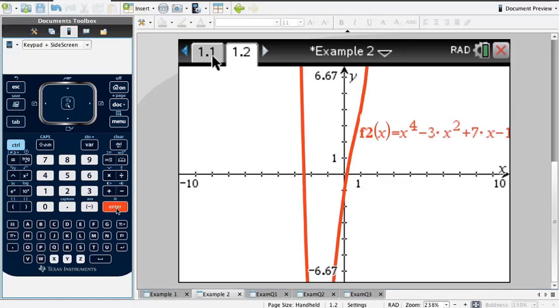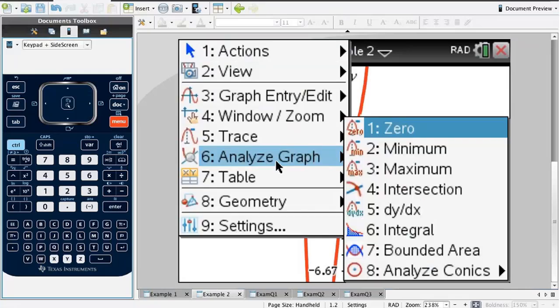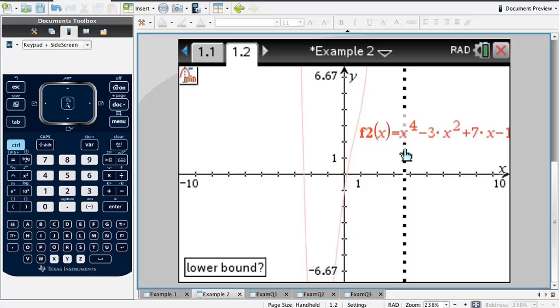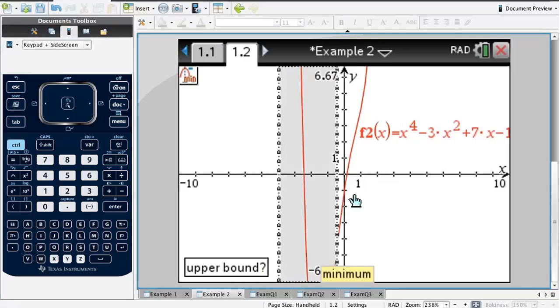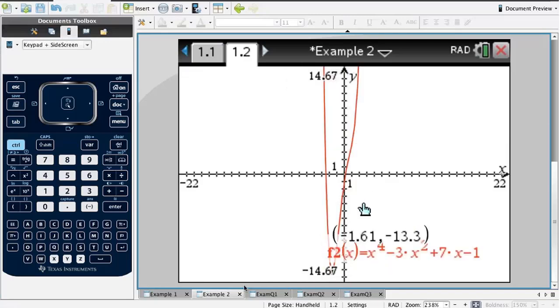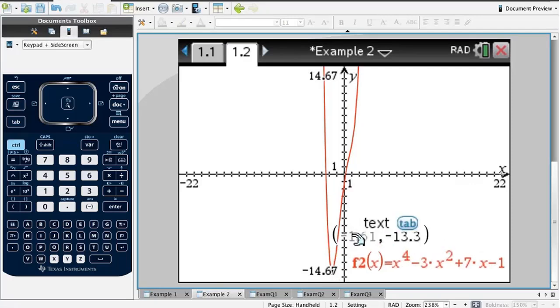Okay, so there's my curve, and I want to find the x-coordinate of the minimum point. So menu, analyze graph, minimum. It's actually okay that I can't see the minimum right now. So let's go to the left of where we believe the minimum should be, and then the right, and here it is. Okay, so it is at negative 1.61 and negative 13.3. So the x-coordinate obviously is negative 1.61.